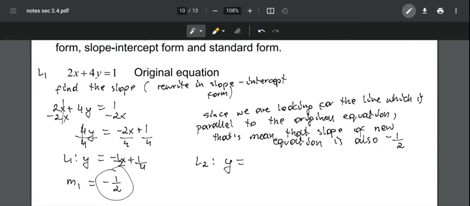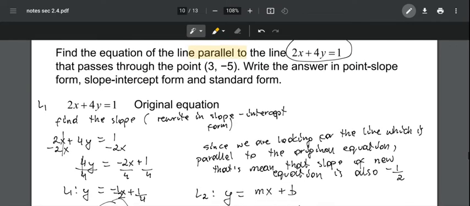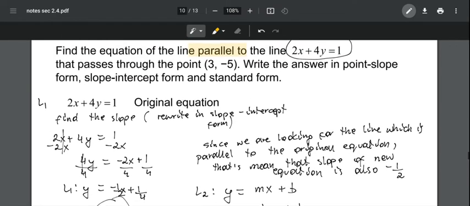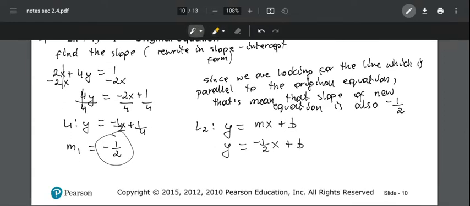So y will be equal mx plus b. This is slope-intercept form. We already know that the slope has to be the same, so we have y equals negative 1/2 x plus b. Okay, so we have it. Next, what we know about the line which is parallel to the given one, is that our new line passes through the point 3, negative 5.